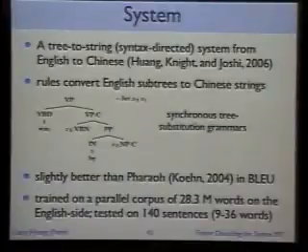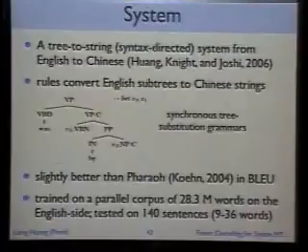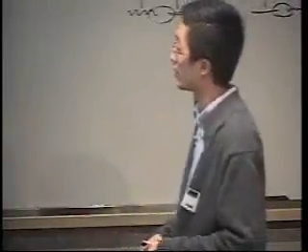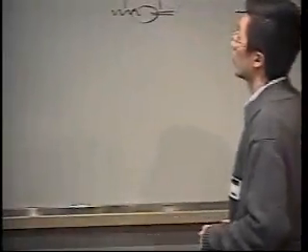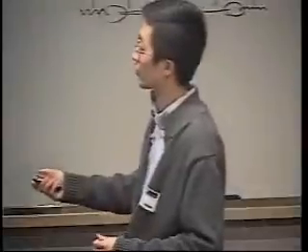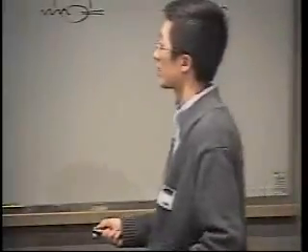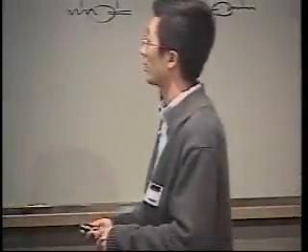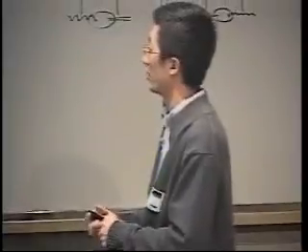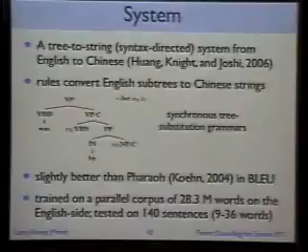And you recursively solve these two subproblems by pattern matching with smaller rules. Formally speaking, this is a synchronous tree substitution grammar. It's not a synchronous context-free grammar because we have more than one level here. So it's a little bit more than synchronous context-free grammar, but the derivation structure is still context free, so the algorithm still applies. And in practice, it's slightly better in our test set in BLEU than Faro. This is our experiment trained on 28 million words and tested on 140 sentences.